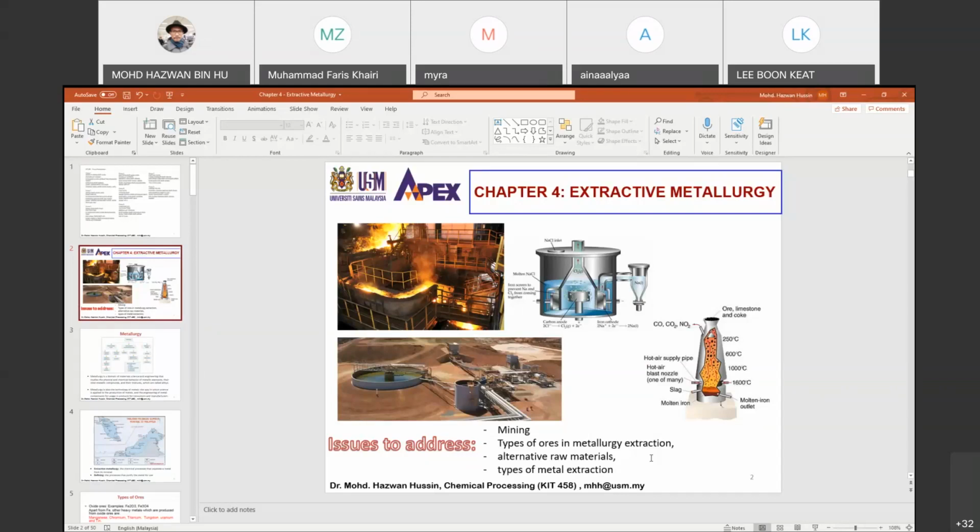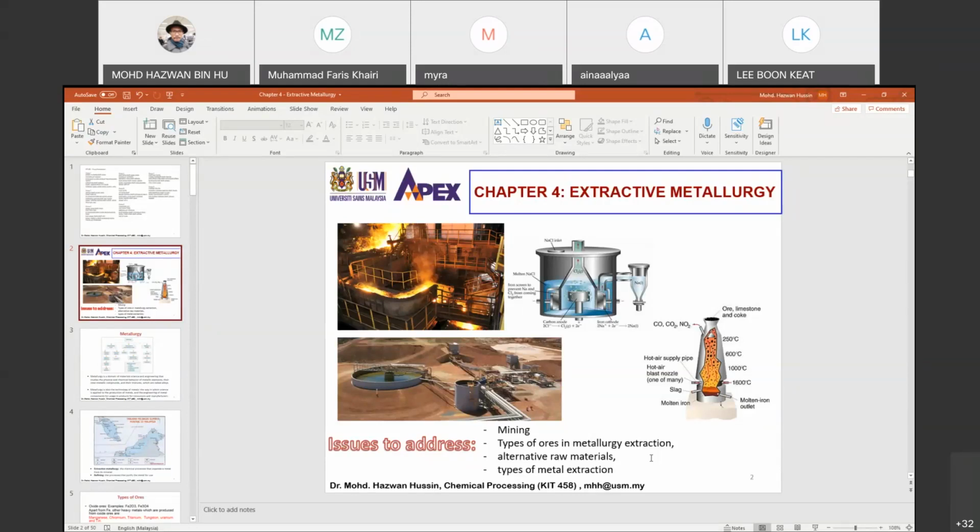So the subject itself, extractive metallurgy, is kind of interesting because it is a combination between chemistry and also materials. Yes, so far to my knowledge, materials engineering students learn about extractive metallurgy quite a lot. Okay, and there's a few processes that you need to understand in extractive metallurgy.